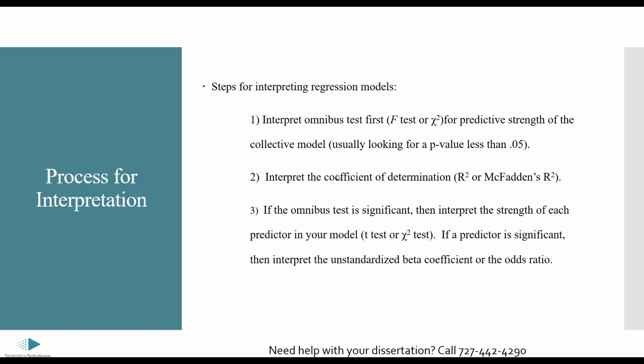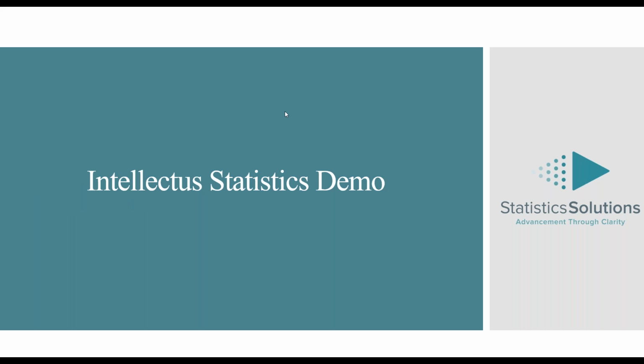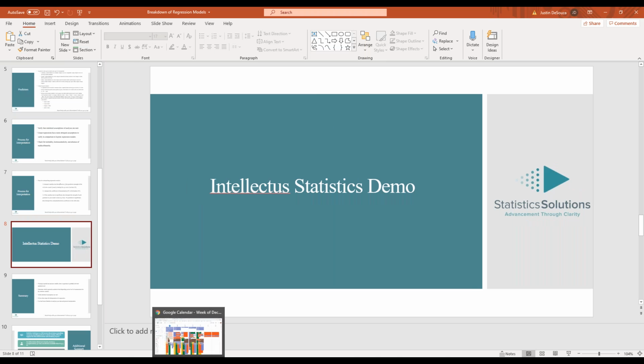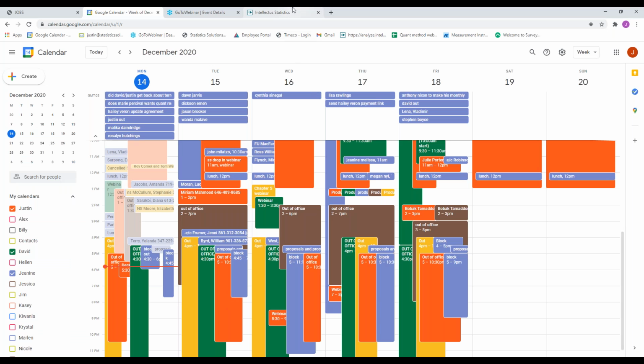Okay, so 3 steps. Step 1, if that's significant, then you go on to step 3. You interpret step 2 regardless all the time. If step 1 is not significant, you pretty much stop there and you can't reject your null hypothesis. Now we'll go ahead and do a demo of Intellectus Statistics.